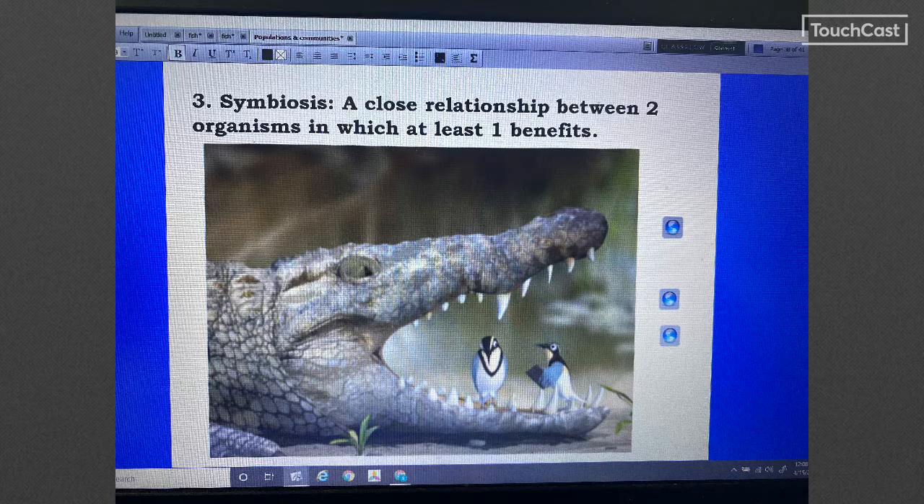Google form assignment. Symbiosis is just a close relationship between 2 organisms, and one of them has to benefit. So as we see here, the alligator and these warblers birds have a good relationship, and actually both of them are benefiting because the warblers clean the alligator's teeth. And so what are the warblers getting out of that? They're getting food. What are the alligators getting? Clean, healthy teeth. And alligators need clean, healthy teeth in order to capture and eat their prey.